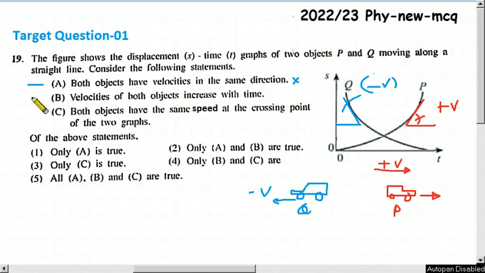Then statement B, velocities of both objects increase with time. So this one increases, that is correct. That is correct, it increases. But this one decreases. The angle decreases. The angle is measured from this x-axis.